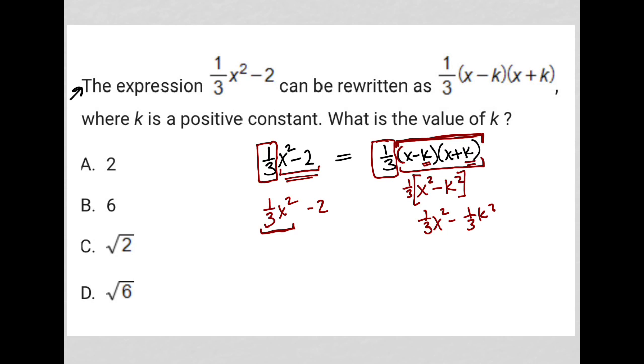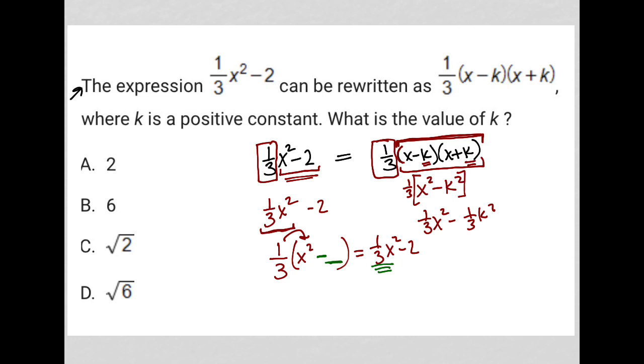Because if I truly want the left side to look like the right side, I need to figure out how to rewrite this left side so that I know what goes in parentheses here, in order to get out a 1/3 x squared minus 2. So let's think about that. I would need this first term to be x squared, because when I distribute 1/3 times x squared, I get 1/3 x squared. But now what would I need this second term to be? I know it's going to be a minus sign, but what needs to go here?